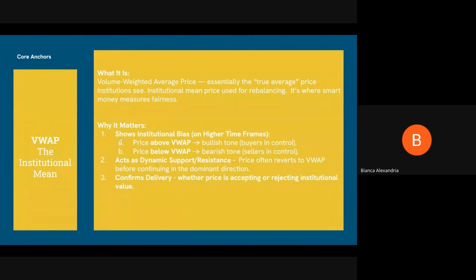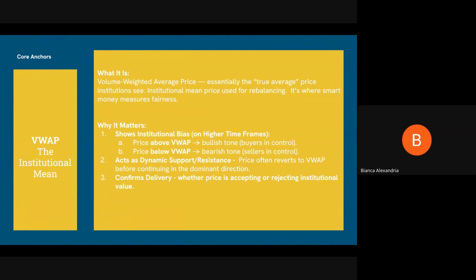Awesome. Okay, so next is the VWAP. The VWAP is the volume weighted average price. So essentially, this is the true price, or the true average, or the mean of price for institutions. Essentially, the true average price of institutions. Institutional mean.